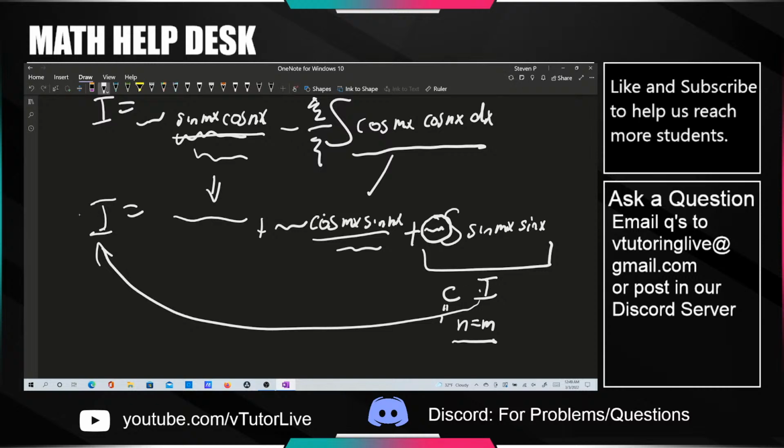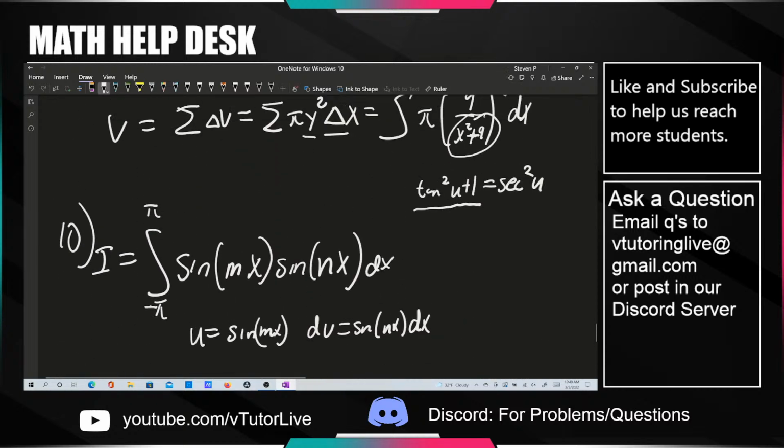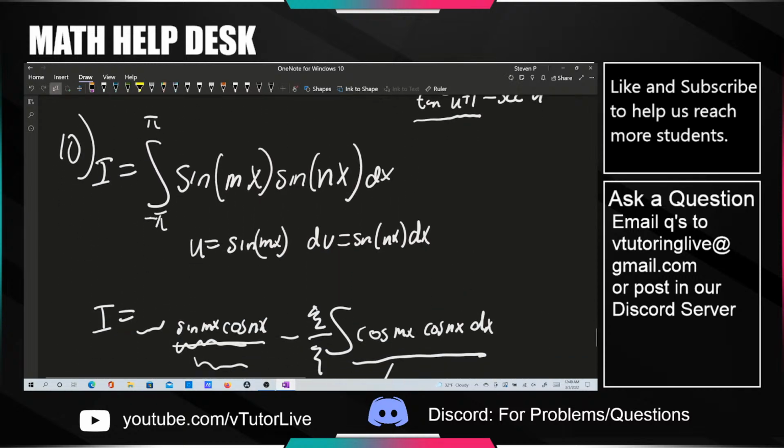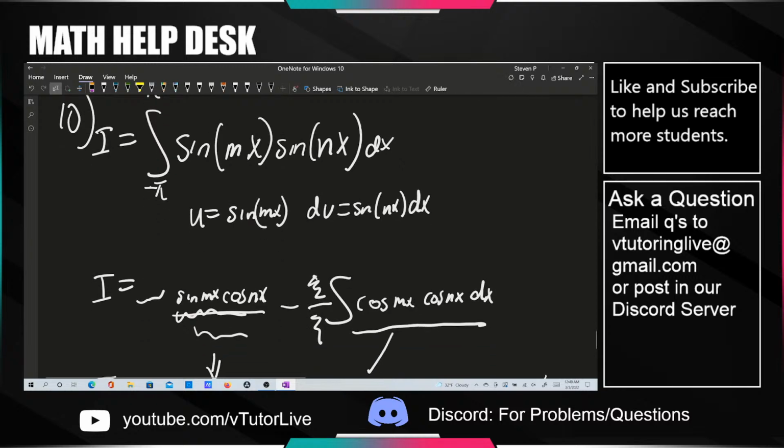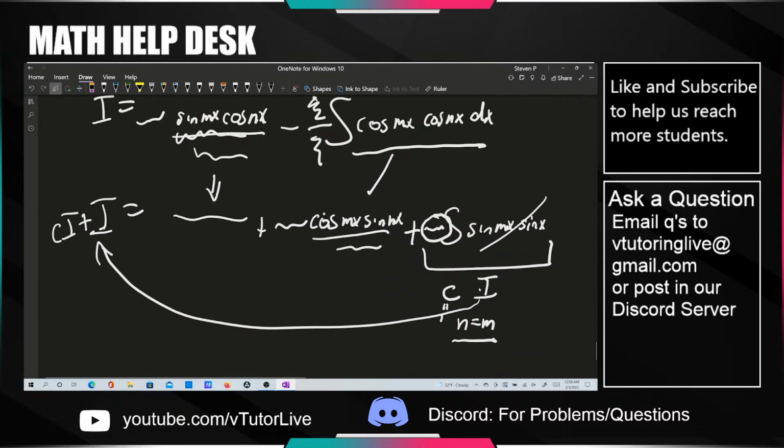So just to reiterate, you can move I to the other side, this turns into a constant C, this turns into a C times I plus I, and then you can solve for I, because at this point it's an algebra problem. And if you evaluate this from pi to negative pi, you should see the result we were talking about earlier, the orthogonality I was talking about. Orthogonality means some product comes out to be 0, essentially.